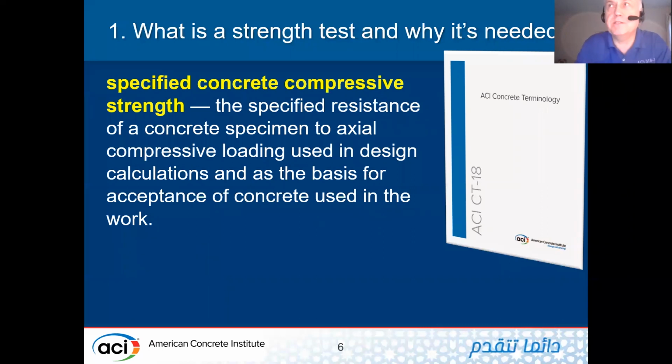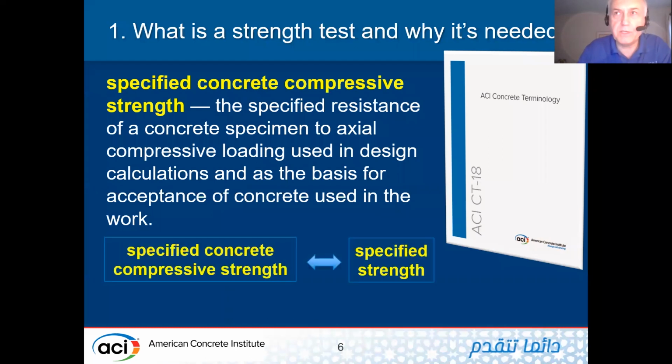So what is a strength test and, to some degree, why is it needed? We go to the ACI terminology, ACI CT-18. You can download it from our website for free if you want it. It says that specified concrete compressive strength is the specified resistance of a concrete specimen to axial compressive loading used in design calculations, so the structural engineer uses it in design calculations, and as the basis for acceptance of concrete used in the work. So it's kind of dual purpose. This is not only needed for design, but also needed for acceptance.